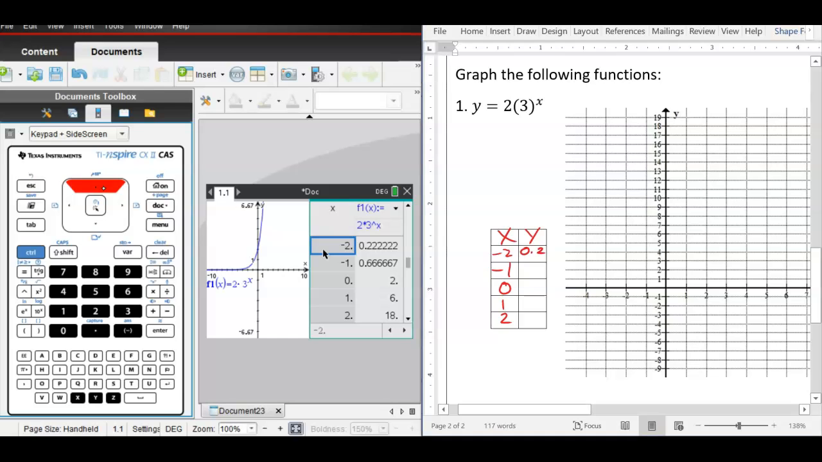0.2 repeating, 0.6 repeating, 2, 6, 18. And I need you to plot those actual points on your graph.